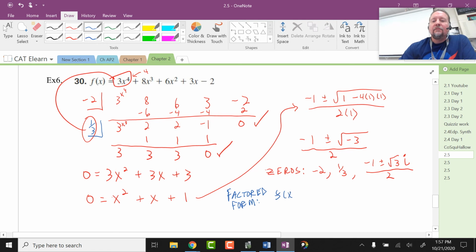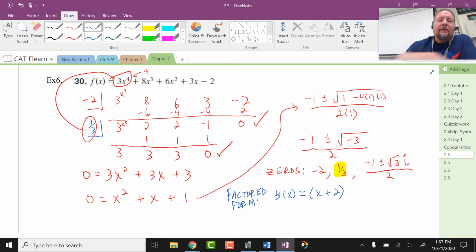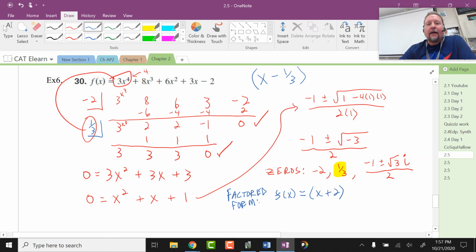F of x equals, well, the first one's easy. X plus 2. Don't be missing that. But now we got a wrinkle here. This 1/3. Someone might be inclined to say that it's x minus 1/3. And you wouldn't technically be wrong. That is correct. But it's not correct in the context of this question. Look at the leading coefficient on that x to the 4th. It's a 3.